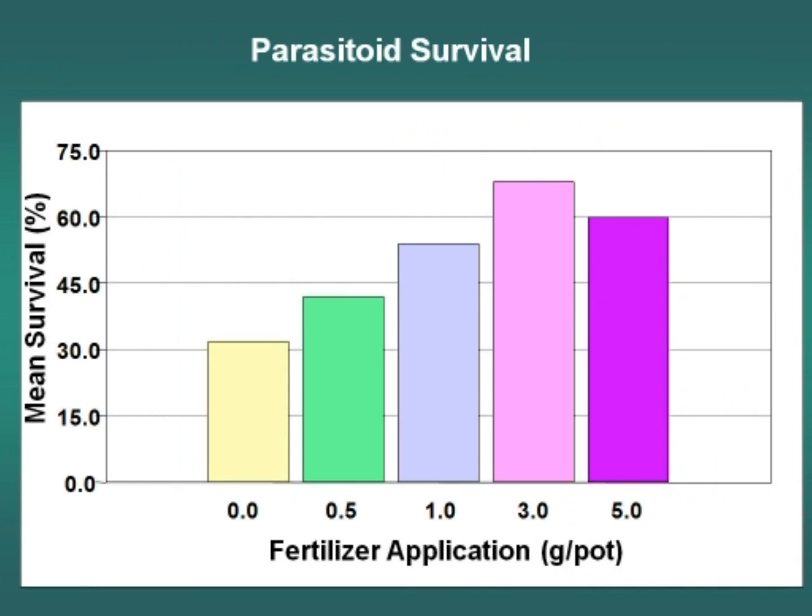In terms of survival, the parasitoid performs a little differently than diamondback. It seems to prefer diamondback moth larvae that were reared on the most fertile plants, but still performed well under plants that had recommended levels of fertility, and performed most poorly in terms of survival levels on diamondback grown on plants that received no fertility.